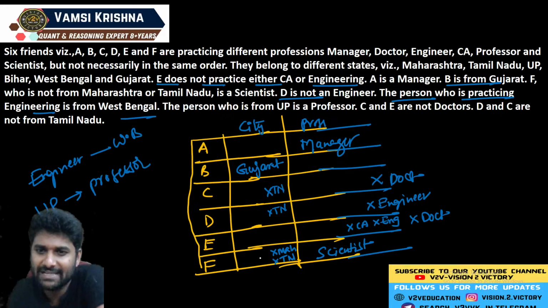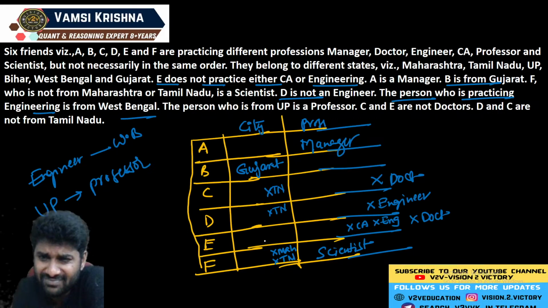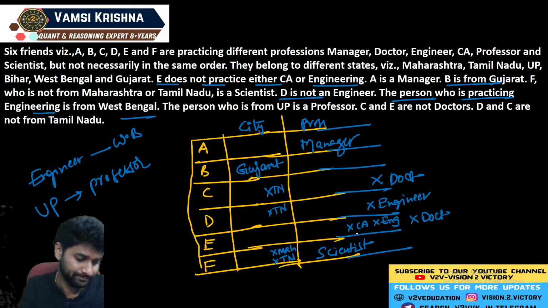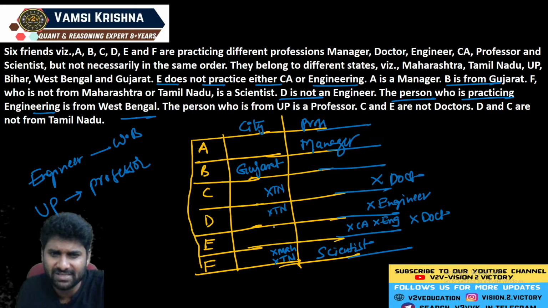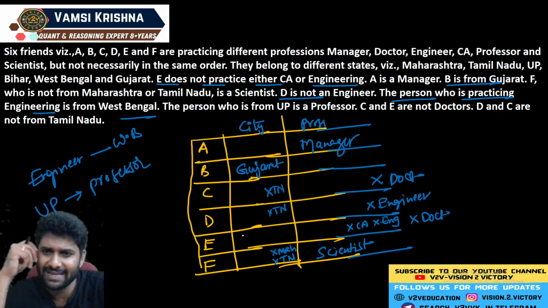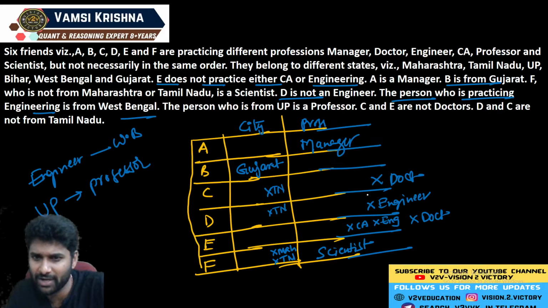Now let's identify the given information here. Check it out, what connectivities do we have? Tamil Nadu can be either A or E. And what is the profession of Tamil Nadu? We are not sure. West Bengal is an engineer, and you can't place engineer in D. You can't place engineer in E.